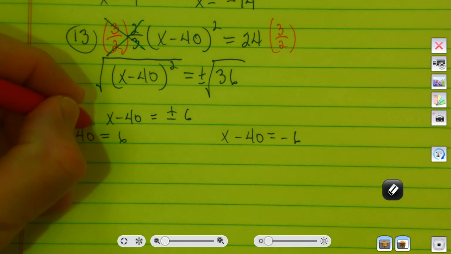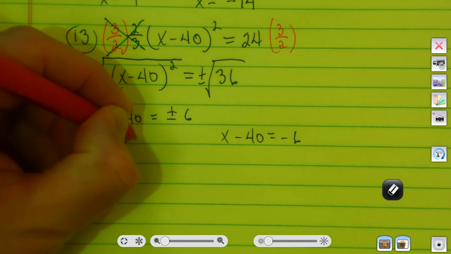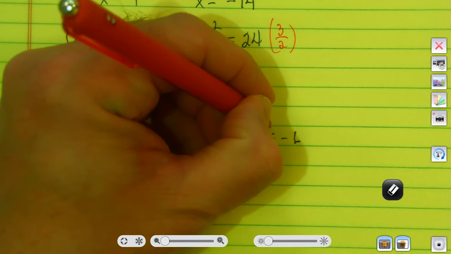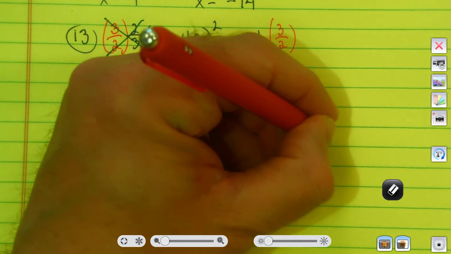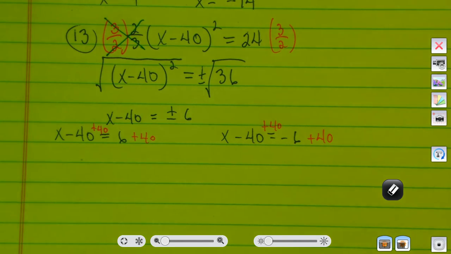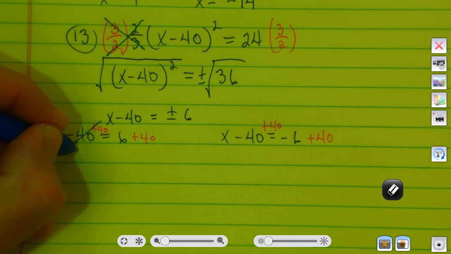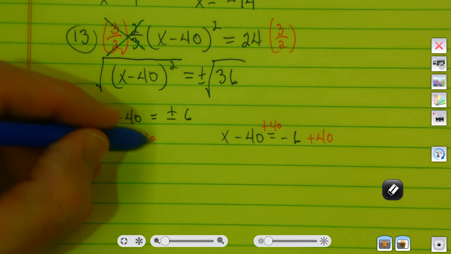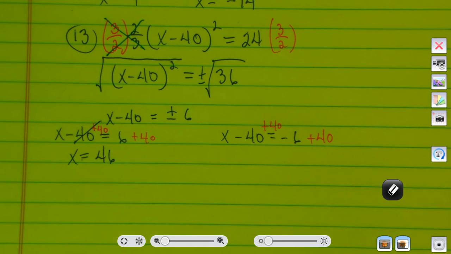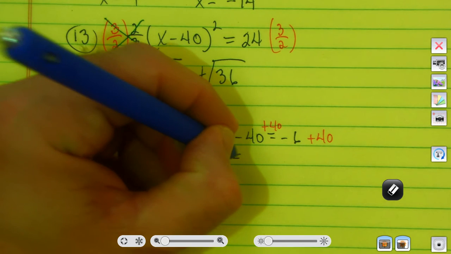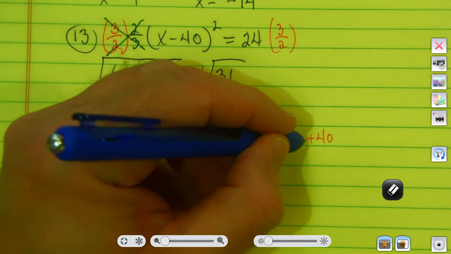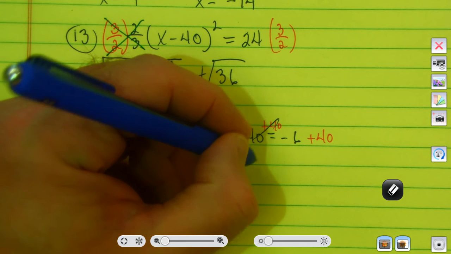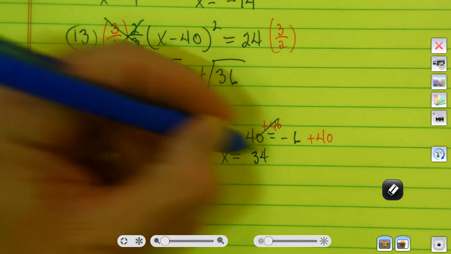Want to add 40 to both sides. Let's cancel. I'm left with x equals 6 plus 40, or 46. And x is equal to negative 6 plus 40, or 34.